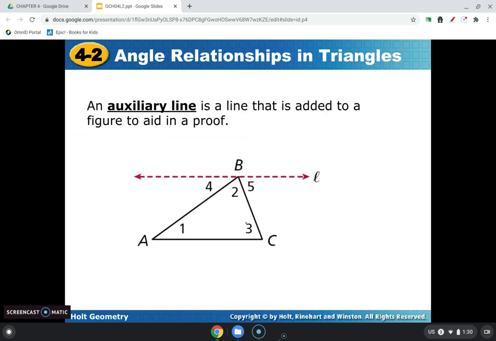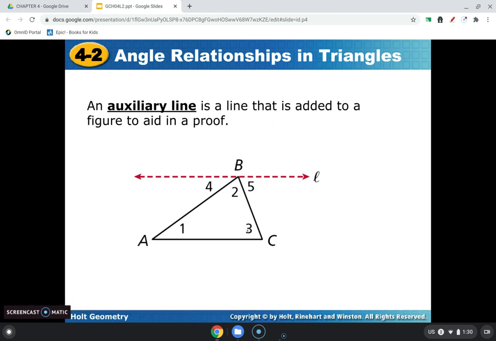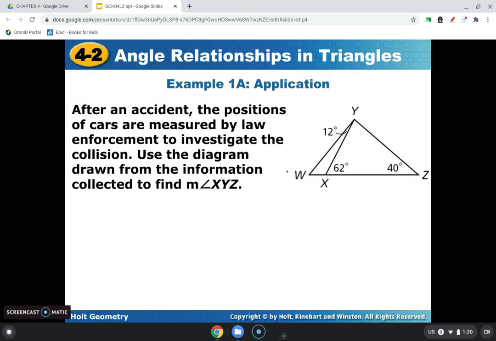Okay? So if you look, when you draw this line, you can kind of see where this came from. If you draw an auxiliary line to help you out, 4 plus 2 plus 5 would be 180, and then the top and the bottom lines would be parallel, and you could see that 5 and 3 are alternate interior, and 4 and 1 are alternate interior from before. So that's kind of how the triangle sum theorem came about.